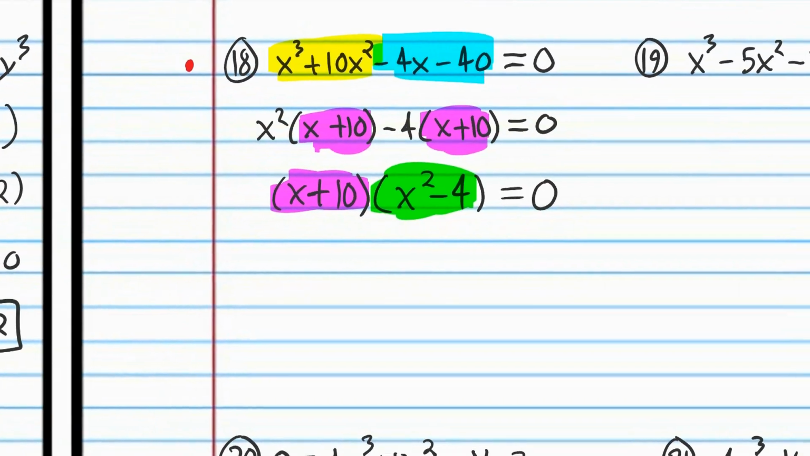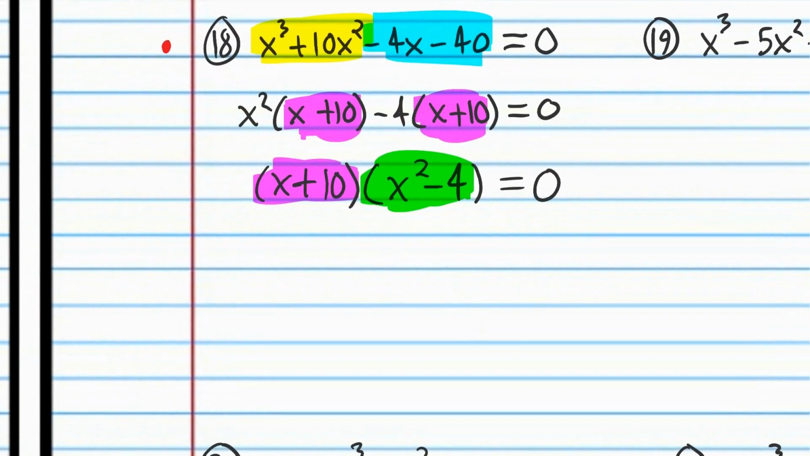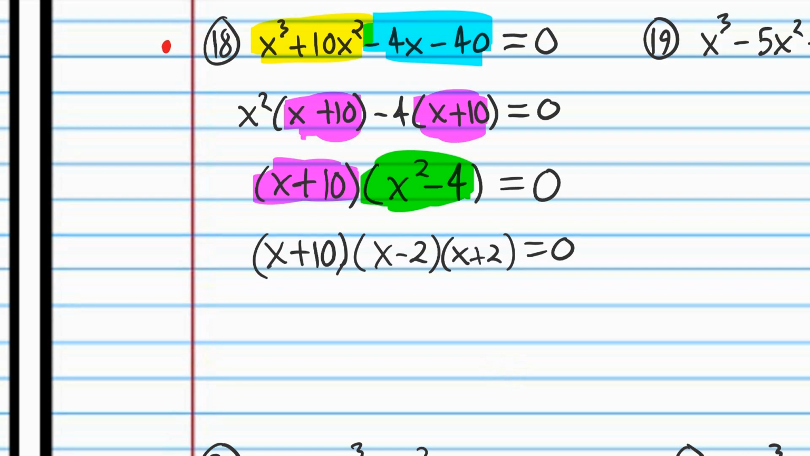I don't know if these colors are going to confuse you or help you or what, but I'm just going to keep them there. All right, so now we're going to factor. We haven't factored completely simply because we have the difference of two squares. We have to keep going with that green part. What number multiplied by itself is equal to 4? That would just be 2, and then put your plus and minus.